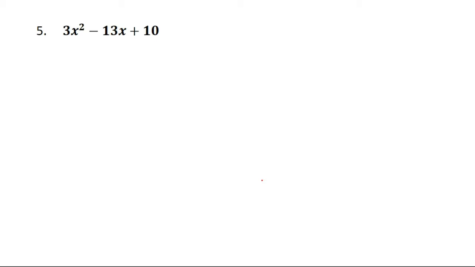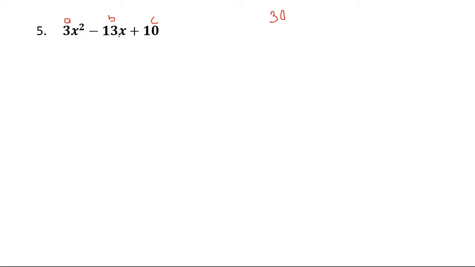3x squared minus 13x plus 10. So 3 will be a, minus 13 will be b, and 10 will be c. So you multiply a by c. So you are going to have 3 times 10, and we know that that is going to give us 30. So we are looking for two numbers that when you multiply, you get 30, but when you add, you are going to get minus 13.